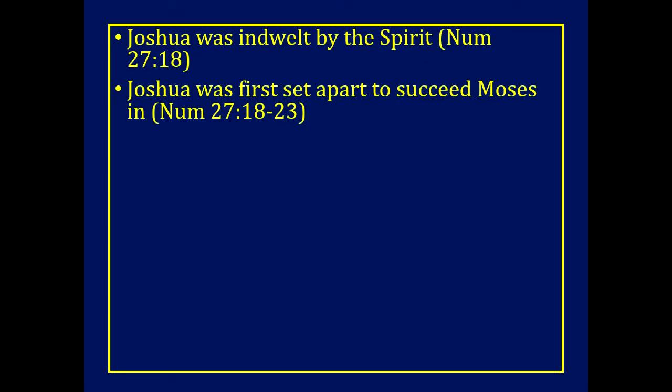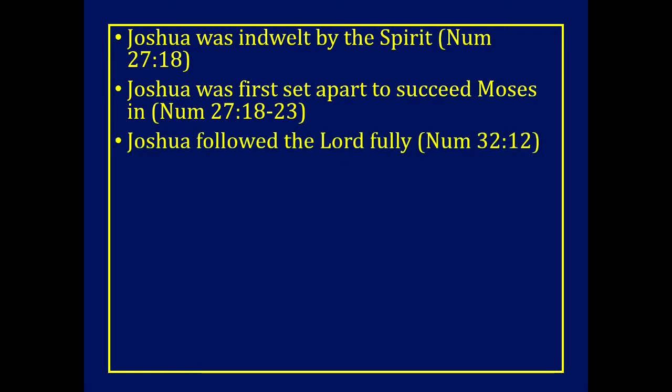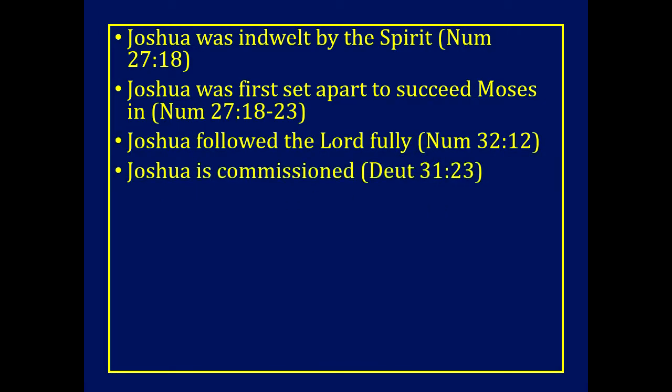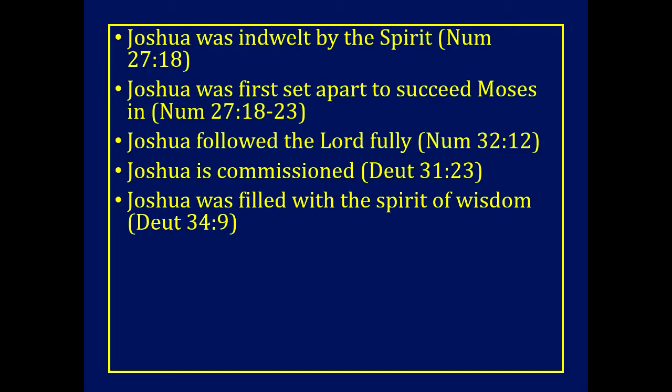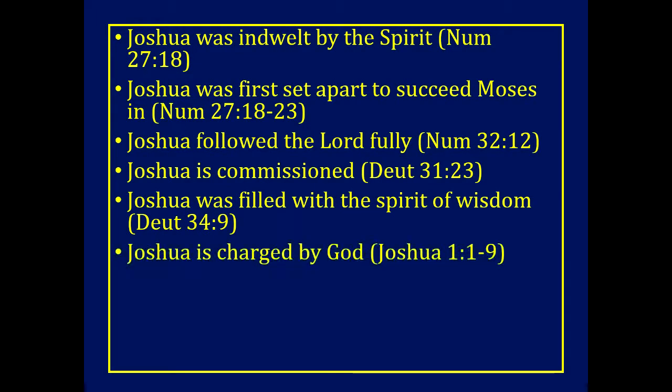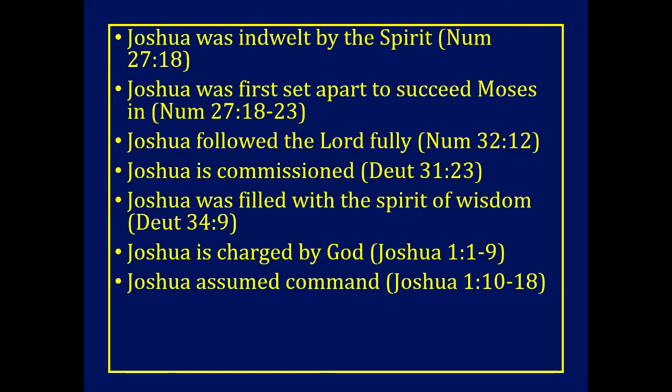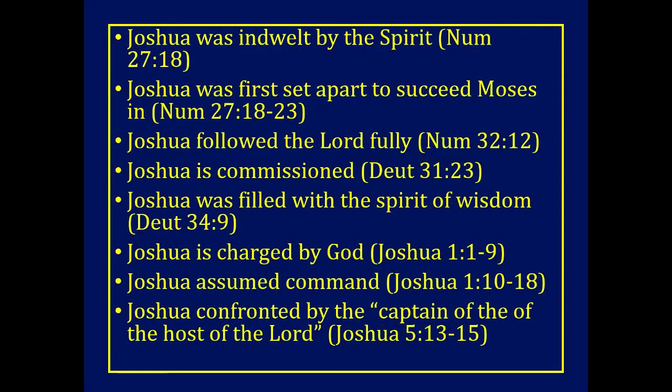Joshua was indwelt by the Spirit. Joshua was first set apart to succeed Moses in Numbers 27. Joshua followed the Lord fully. Joshua was then commissioned in Deuteronomy 31:23. Joshua was filled with the spirit of wisdom. He was charged by God, assumed command, and confronted by the captain of the host of the Lord. And this is where we are going to come next week as we look at the book of Joshua. But an amazing transition from one godly man, right, to another godly man. And God is going to use Joshua in a mighty way.